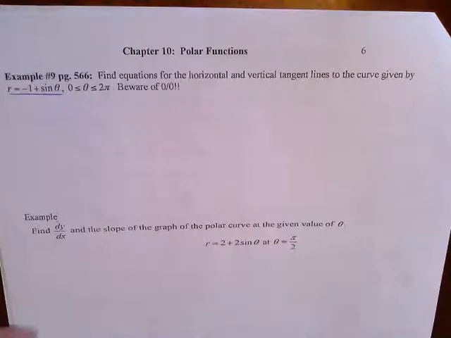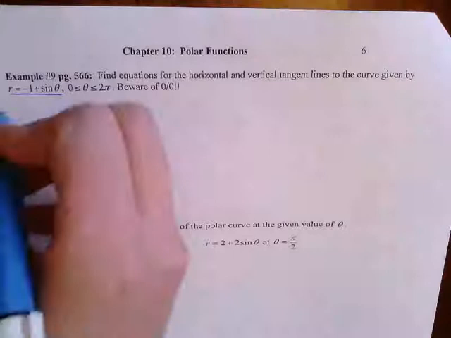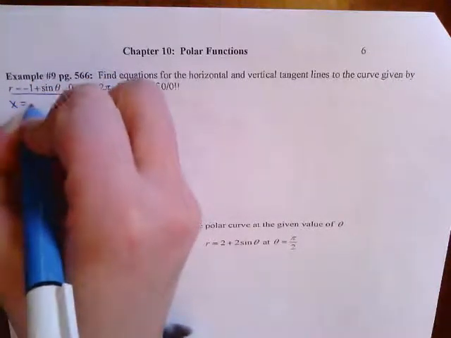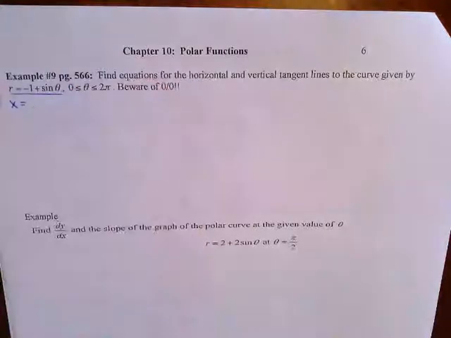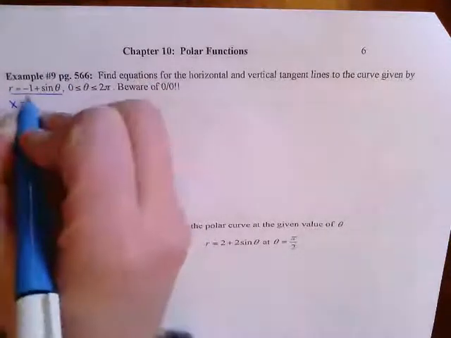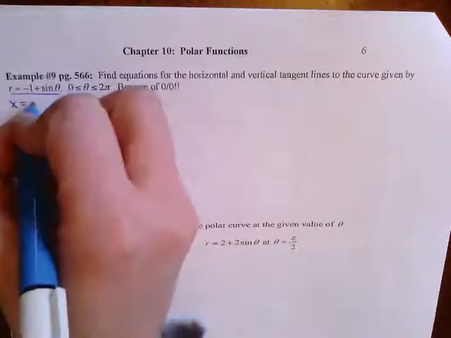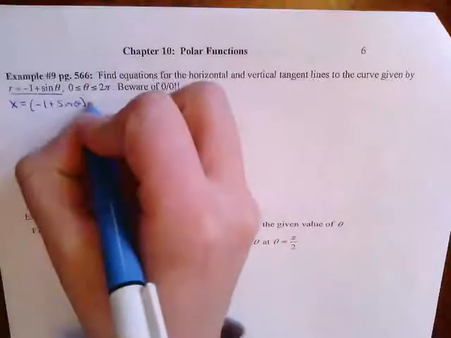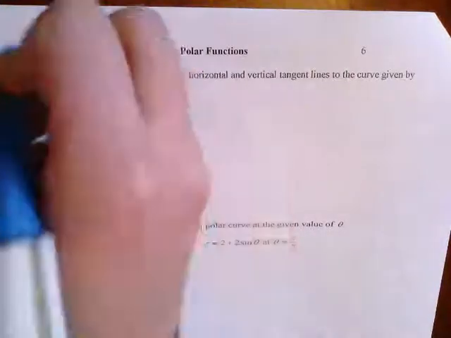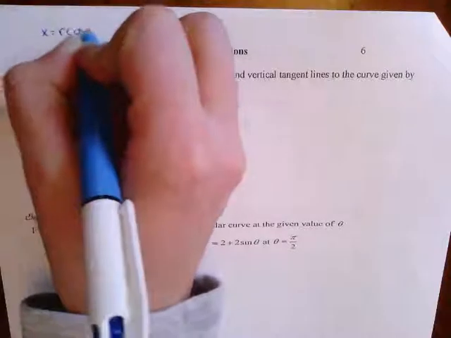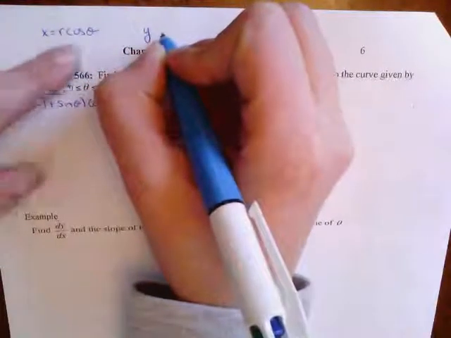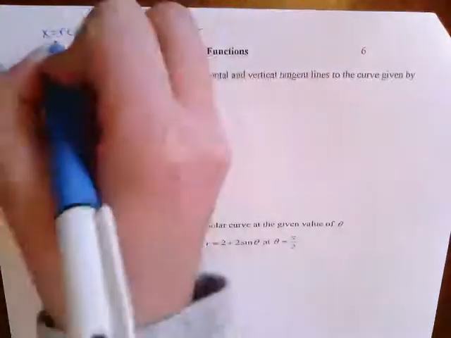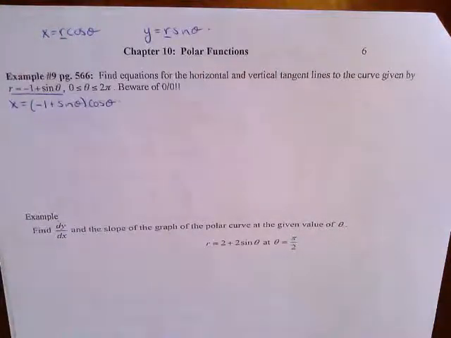Alright, so the first thing that we need to start off is we know that x is going to be equal to r cosine of theta, correct? And here r is -1 plus sine of theta, so it's -1 plus sine of theta times cosine of theta. And I'm just using these two equations: x equals r cosine of theta and y equals r sine of theta. And we know what r is based on our equation.